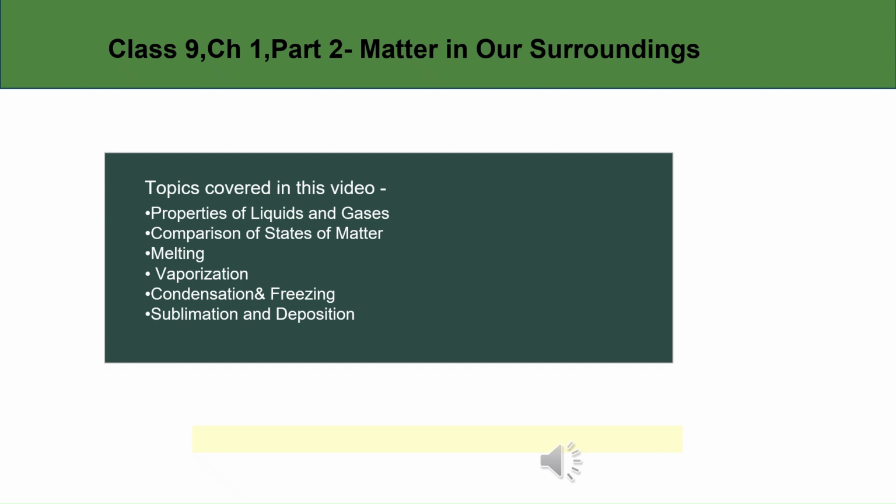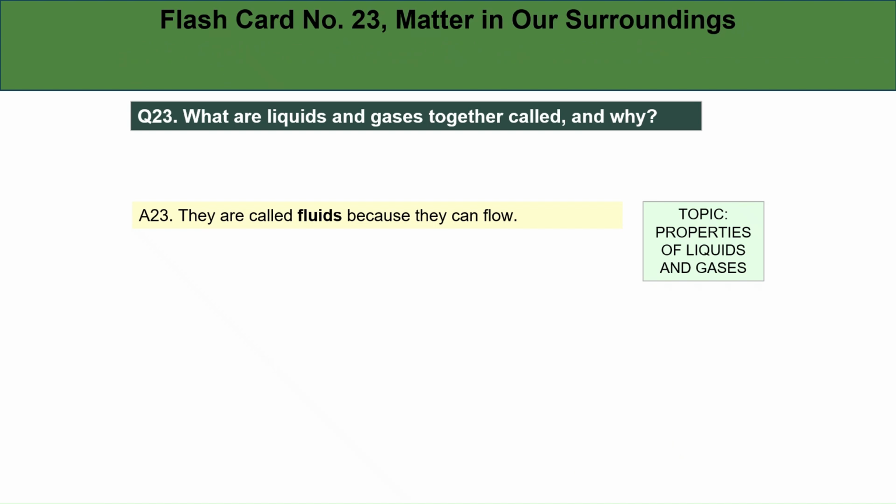Next, we will understand how liquids and gases are classified. What are liquids and gases together called, and why? They are called fluids because they can flow. If it flows, it is a fluid.